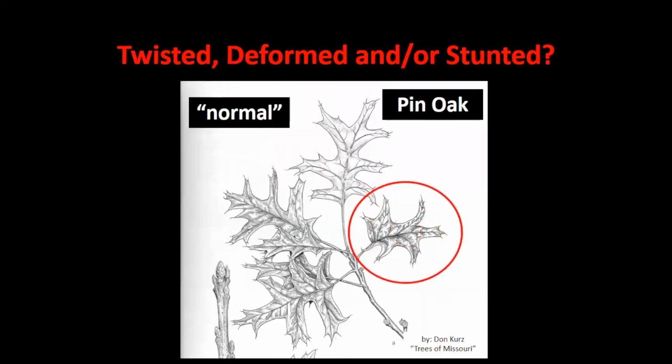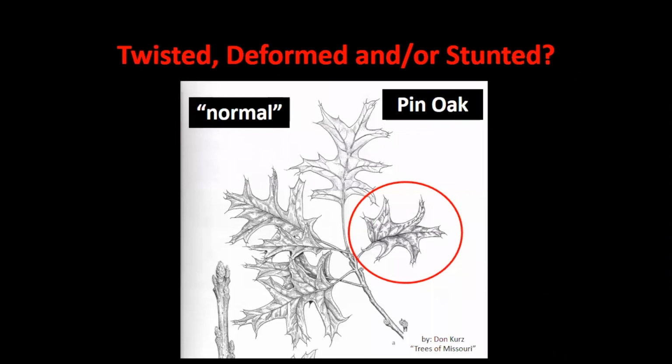Okay, so with regard to this idea that some irregularities are normal, I want to show you an illustration from Trees in Missouri by Don Kurz. In it, he illustrates pin oak leaves. And he also shows what is an obviously unusual leaf here. What he's trying to say, I think, in this illustration is that while most of the leaves look like those on the left, occasionally in nature, you're going to see something that looks like this leaf on the right. So the point being, an occasional abnormally developed leaf is a normal situation.